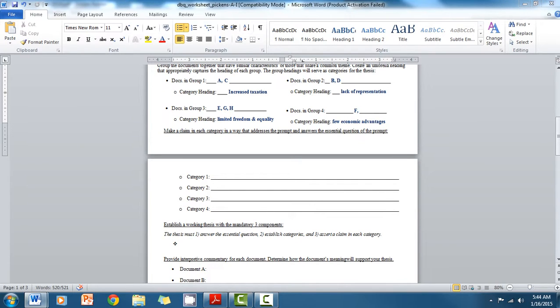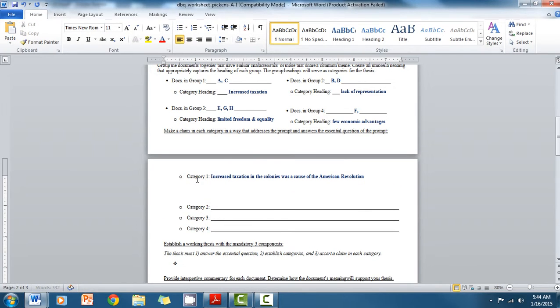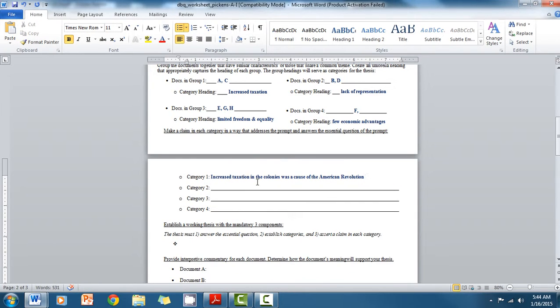And so the primary question is, what were the causes of the American Revolution? And so here, the first category was increased taxation. And so in category 1, well, increased taxation in the colonies was a cause of the American Revolution. And in category 2, okay, well, what were some of the causes of the American Revolution? Category 2 was about lack of representation. Well, lack of representation was a cause of the American Revolution.